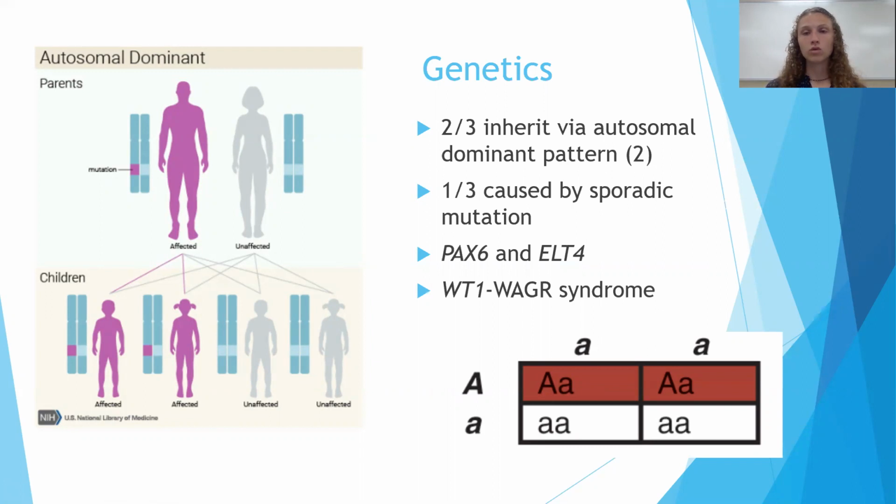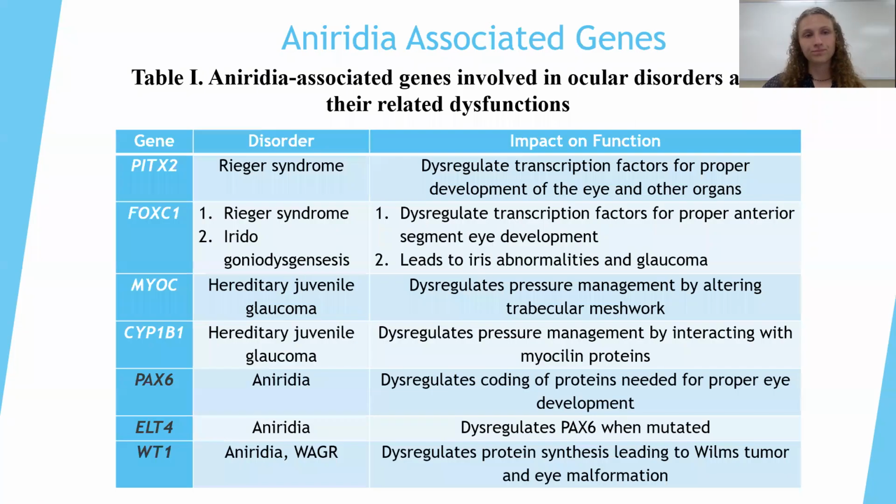The other 1/3 of the affected population of aniridia is caused by sporadic mutation, and this is caused when there's an unequal crossover of chromosomes during meiosis, leading to gene duplication or recombination, and this will alter the traits that are inherited. The key genes here are PAX6 and ELT4. The second is a regulator of PAX6, so if that's dysregulated, so is PAX6. And WT1 is also notable because it causes Wagner syndrome, which will be explained in a moment.